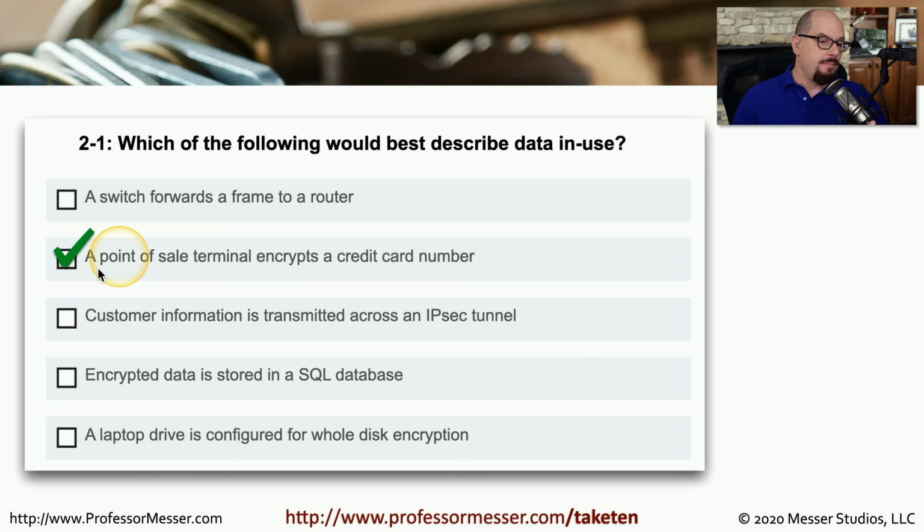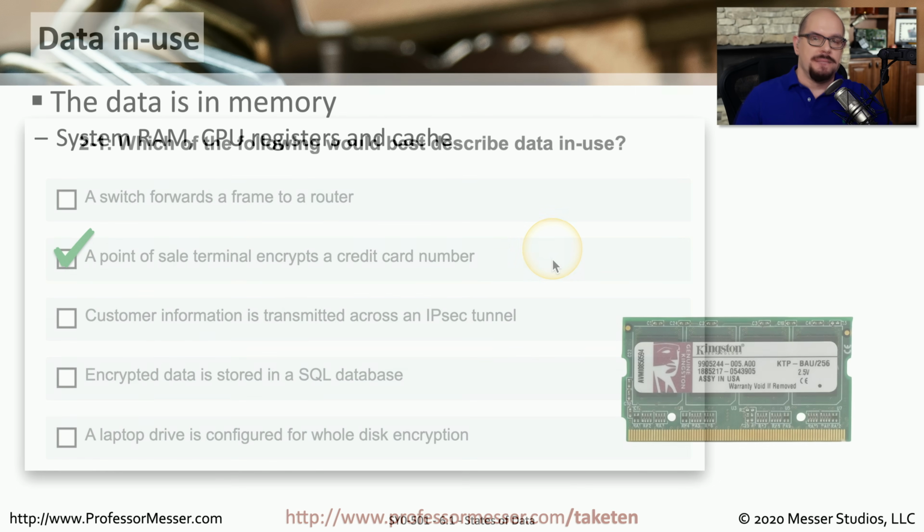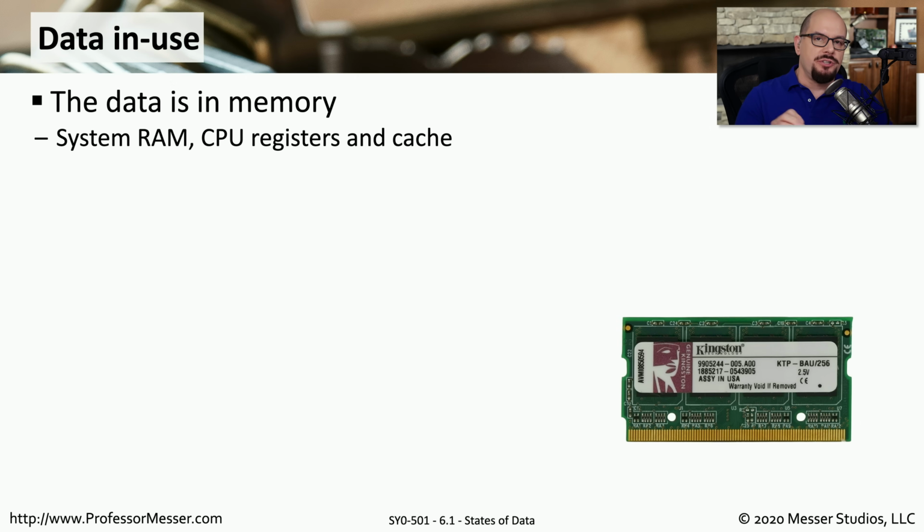And the answer is a point-of-sale terminal encrypts a credit card number. Data in use is a particular state of data that is referring to the use of that data inside of memory. So this would be system RAM. It would be inside of a CPU. Anytime we're doing any type of transaction or working with that data, it has to be in memory and it has to be in a CPU. It could also be in a cache. So if you find data in any of those places, it's categorized as data in use.